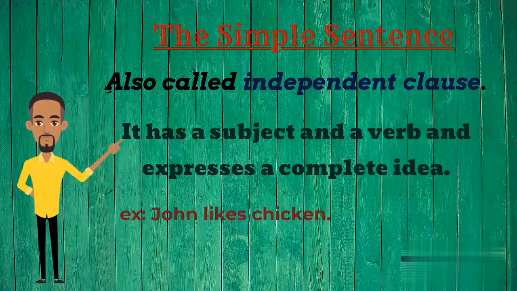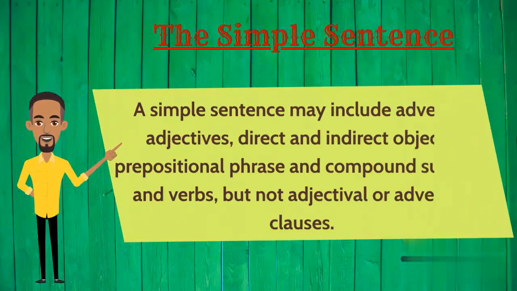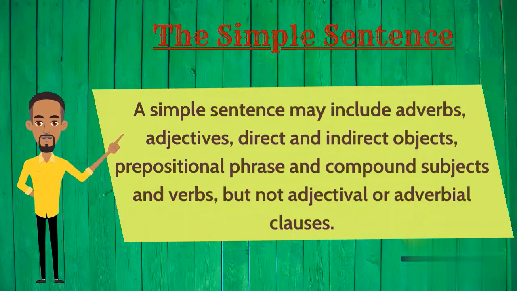Look at this example. John likes chicken. Here we have the subject, John, a verb, likes, and an object, chicken. A simple sentence may include adverbs, adjectives, direct and indirect objects, prepositional phrases, and compound subjects and verbs, but not adjectival or adverbial clauses.